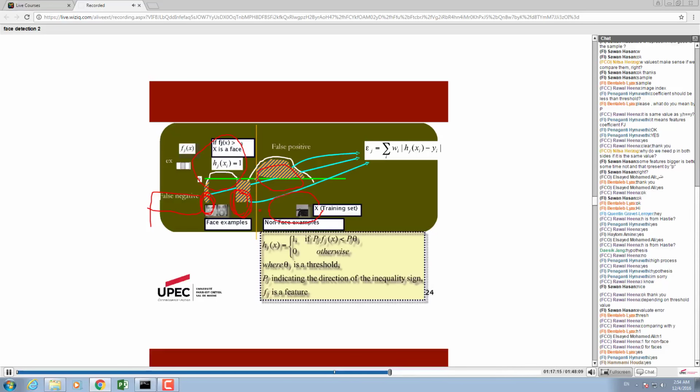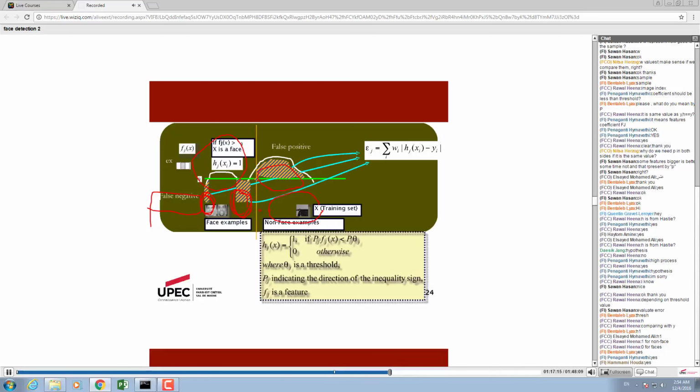So false negative. It means the classifier H returns 0 because this is below the green line in this case, right? But this is a negative result. So the classifier is saying negative. But this decision is wrong. So this is a false negative.